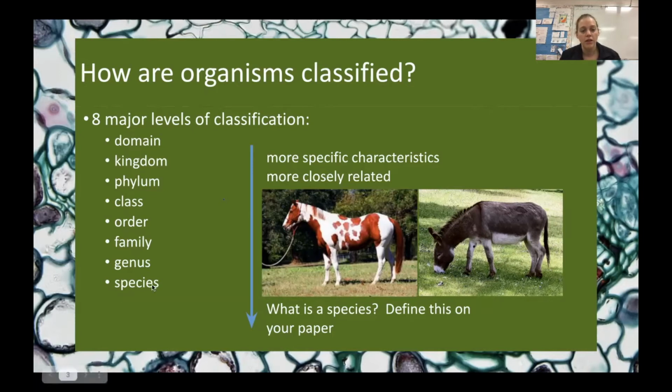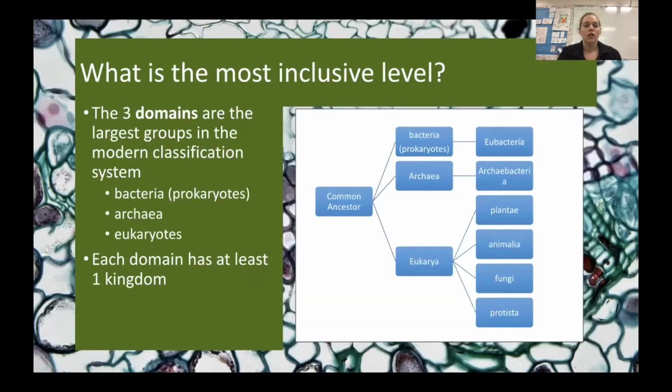So just a reminder of what a species is. I know we've talked about this a lot. Organisms that have very specific characteristics in common, and they are so closely related that when they breed, their offspring can still produce more offspring. They are viable. So a horse and a donkey, not the same species, because when they are bred together, we get a mule, and mules are sterile. They do not make more mules. The most inclusive level, like we said, is the domain level, and there are three.